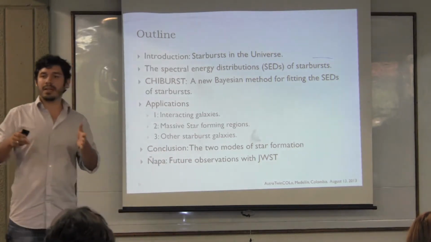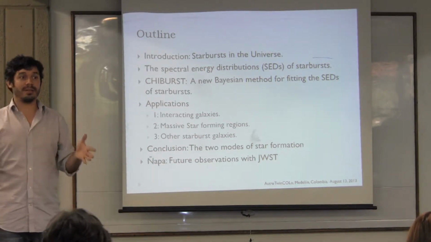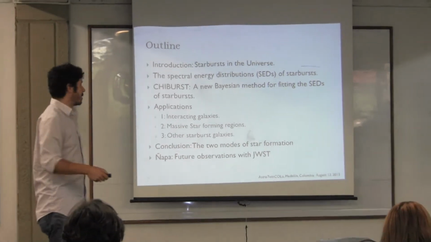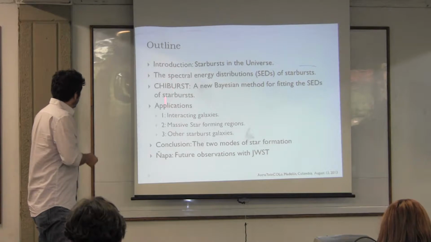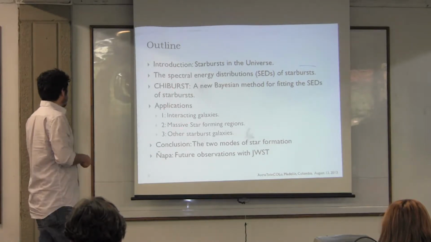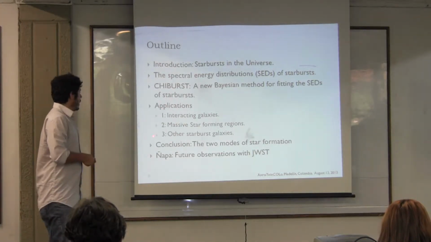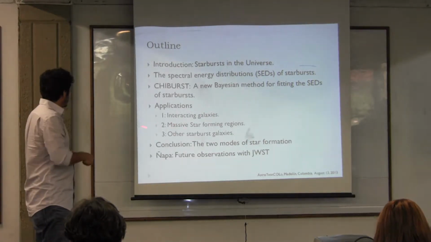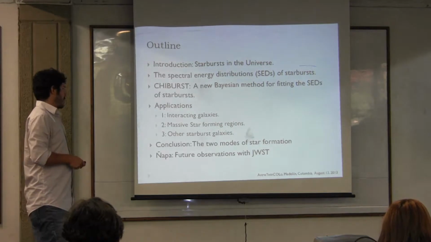to fit those spectral energy distributions of these objects using models and statistical methods to try to extract physical parameters from these systems, to try to understand physical conditions that we can relate to why stars form so quickly in these systems. And then I will apply that method to a few examples: interacting galaxies, some massive star formation regions nearby, and also other types of starburst galaxies.